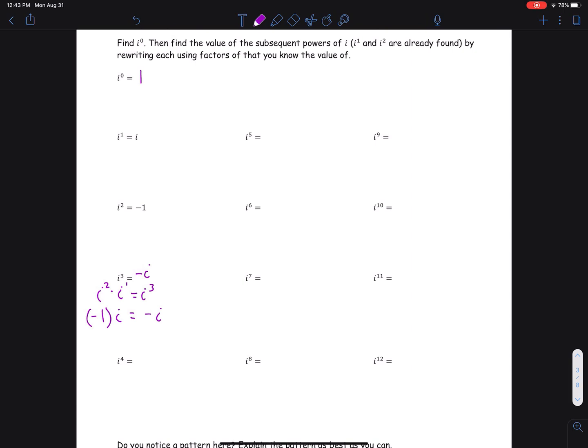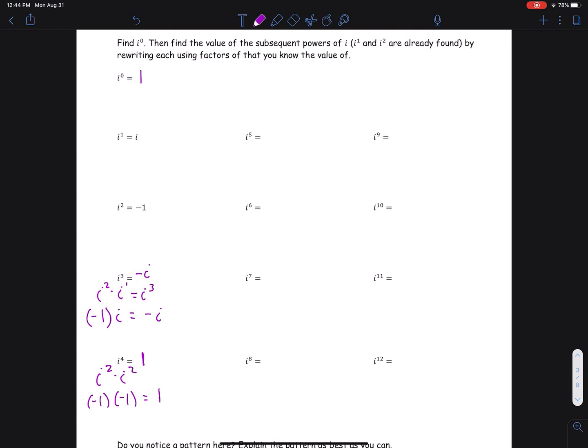And let's do that with i to the fourth. So i to the fourth, if I want to write that as factors that we already know, well, that could be i squared times i squared. You add the exponents, i to the fourth. So let's substitute what we know. Negative 1 is i squared. So negative 1 times negative 1 is 1. So i to the fourth is 1.